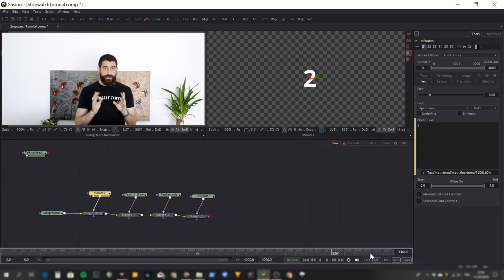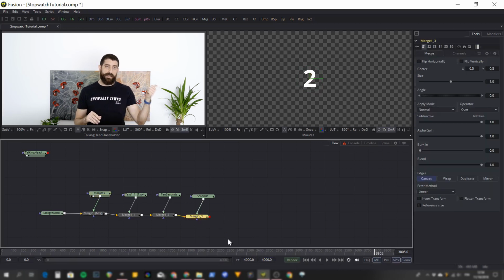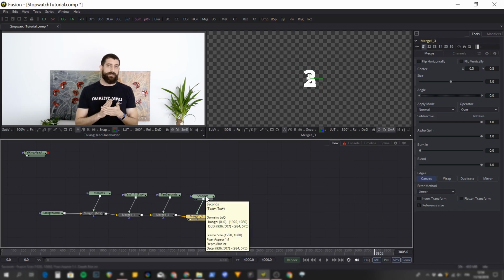Now let's just check if all the digits work together, so we're gonna put the last merge node into this viewer here and let's see how it looks. Okay, this doesn't look good at all. So now what's happening is that all the digits were placed on top of each other, so we need to move them.